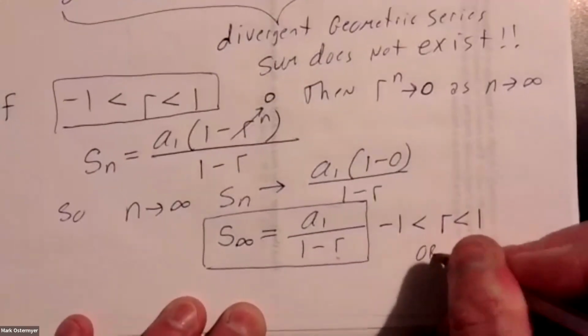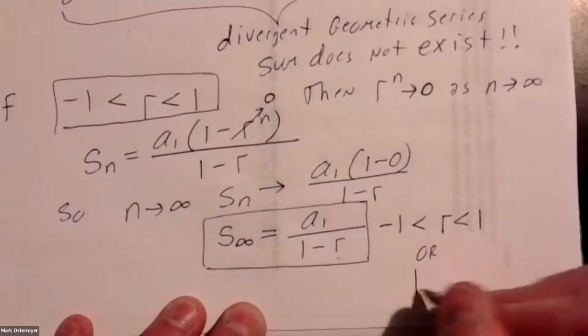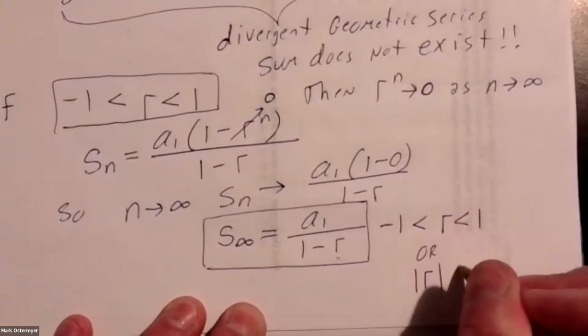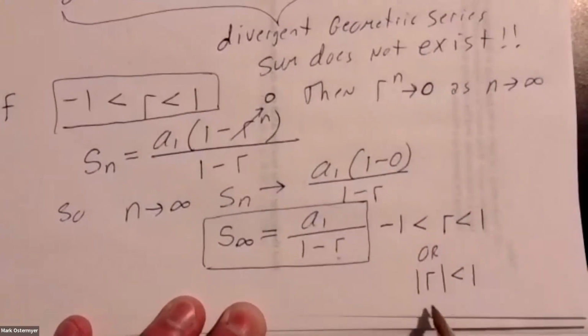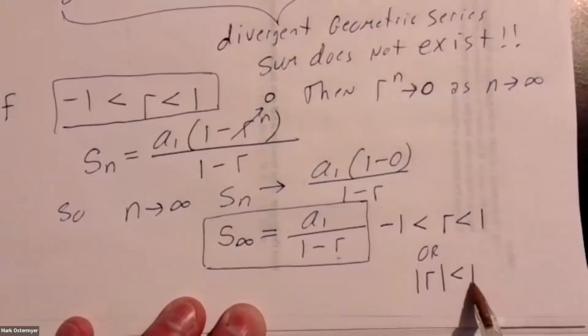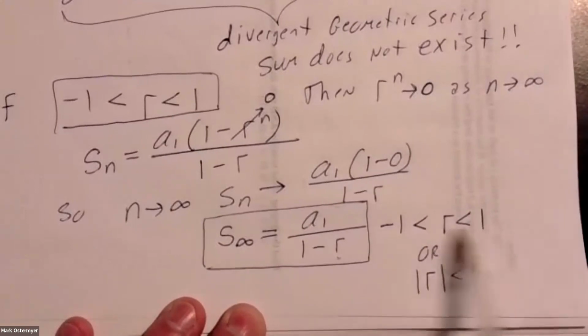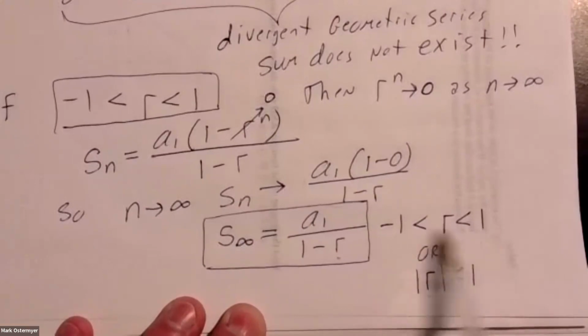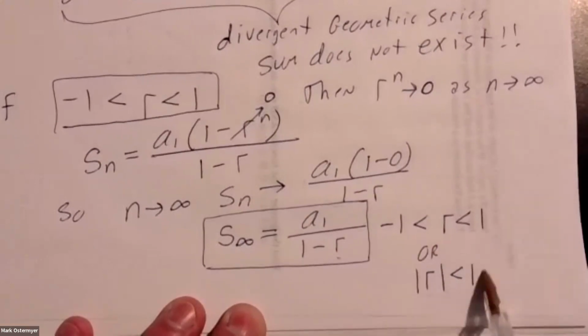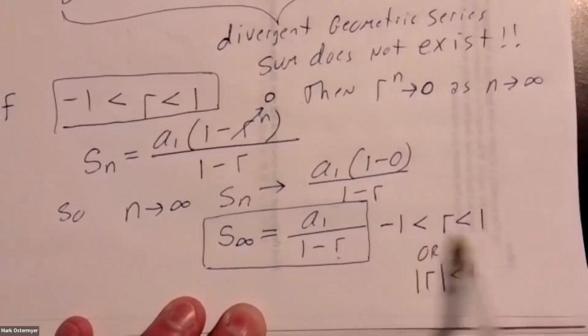Now, another way to represent this interval that textbooks do represent it this way, they use the absolute value of R as less than 1. To say the absolute value of R is less than 1 is saying this. This is another way of implying this interval. This is a more compact way of implying this statement.